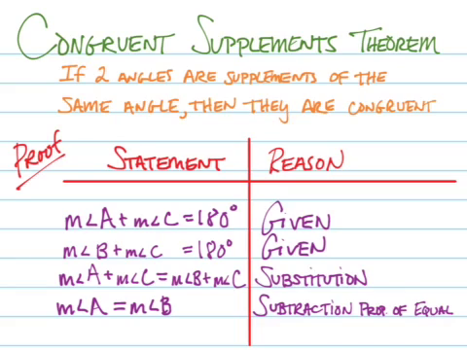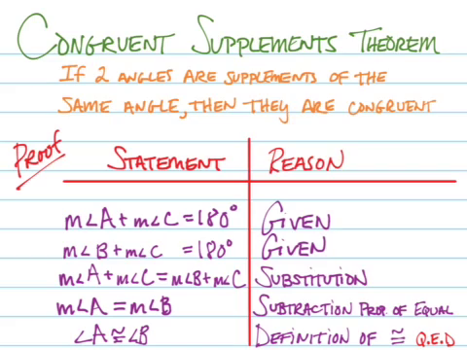I'm not quite there yet because I want my statement to be that they're congruent. Well, if the measures are the same, then A is congruent to B because that's my definition of congruence. All right?